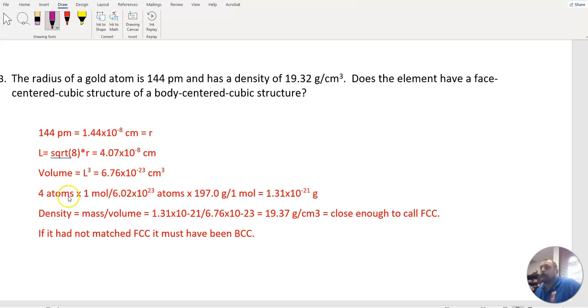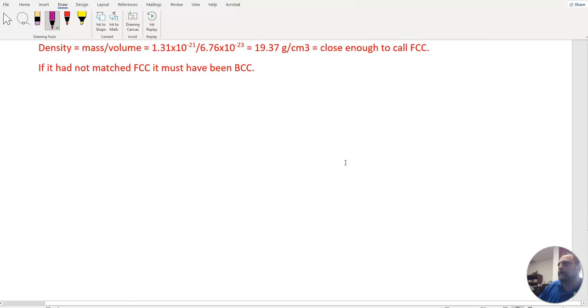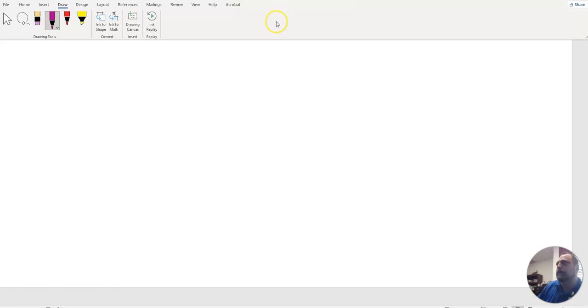And it contains 4 atoms. Since I know it's gold, it's 197 grams per mole. And so I've got the mass of it, and I can just divide the mass by the volume to find the density. And I got 19.37, which was close enough. There are some rounding errors in there. So I'll call that FCC, and that'll be my answer to the other 3. All right. Thank you.